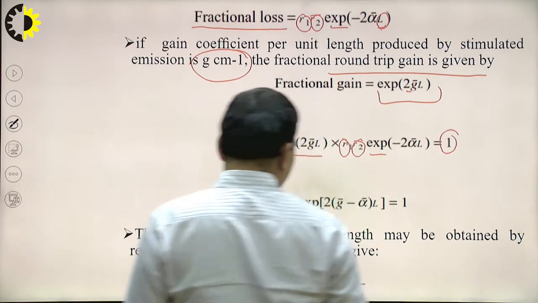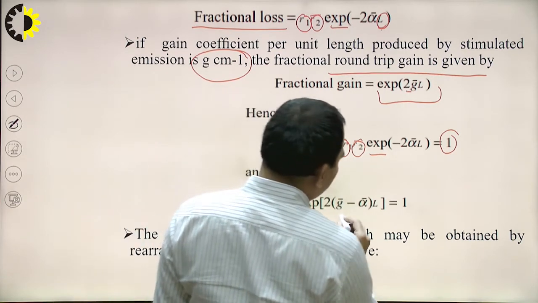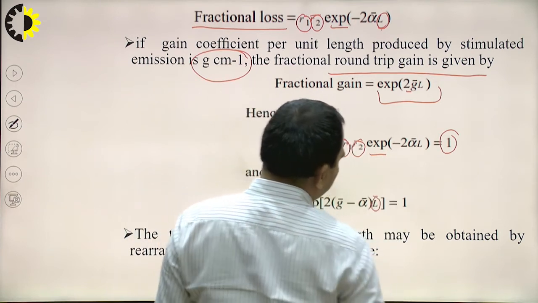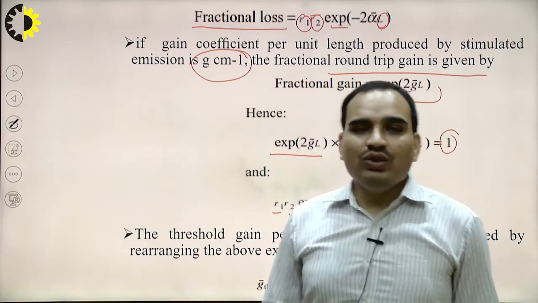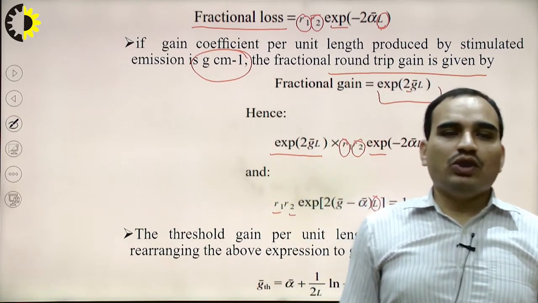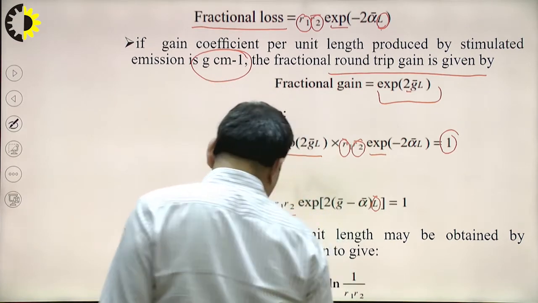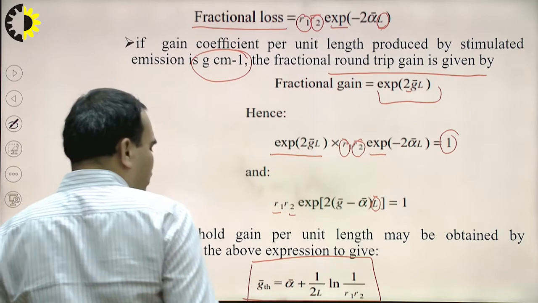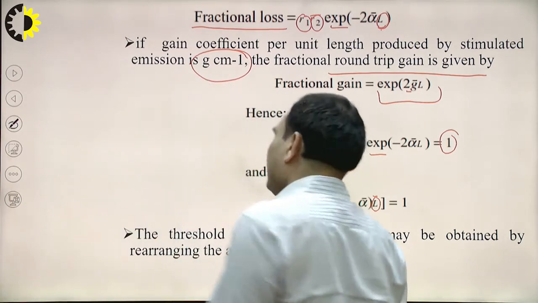So we can write further it as R1 R2 exponential (G bar minus alpha bar) into the length, that is the spacing between the mirrors, equals 1. So the threshold gain per unit length may be obtained by rearranging the above expression to give the Gth term, that is alpha bar plus 1 by 2L log of 1 by R1 into R2.